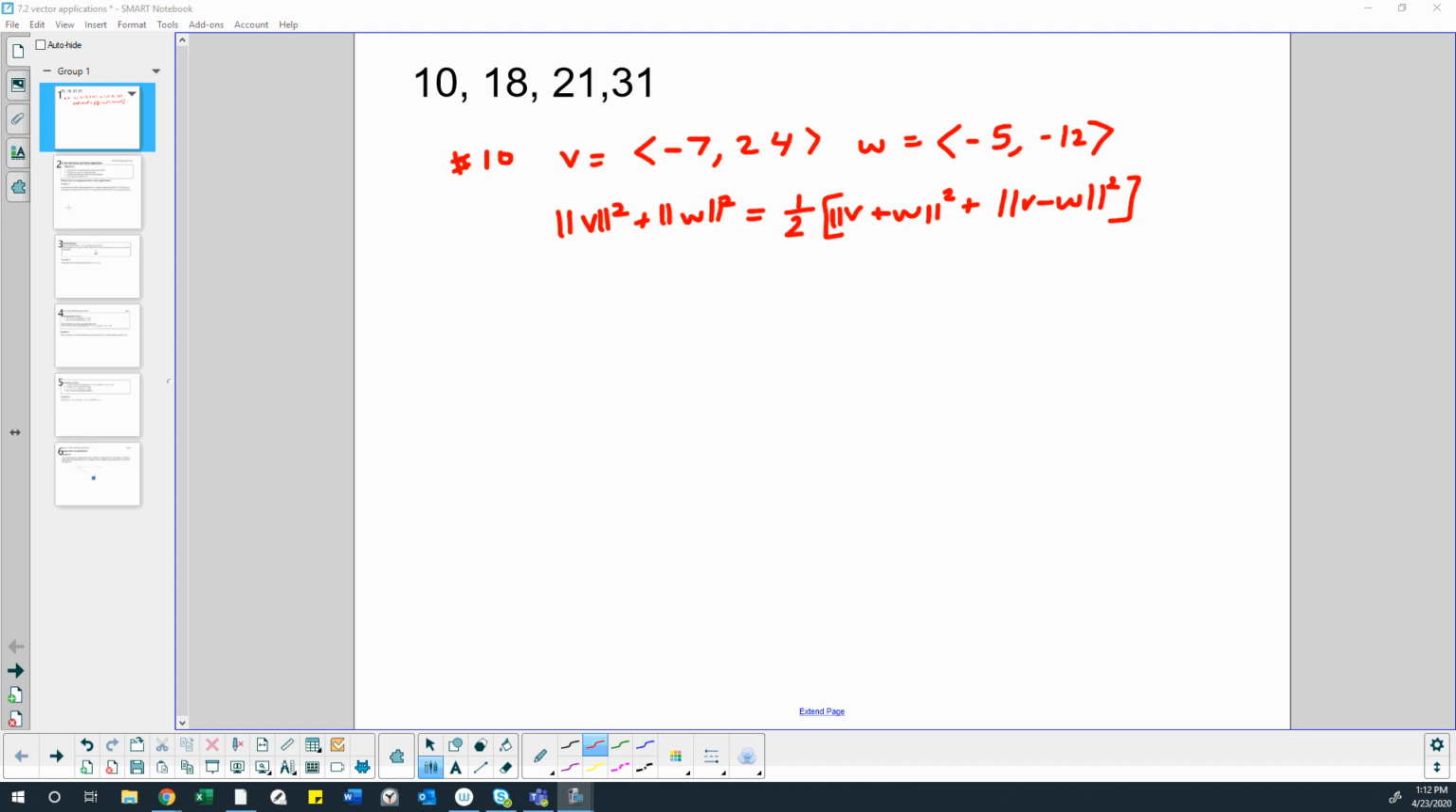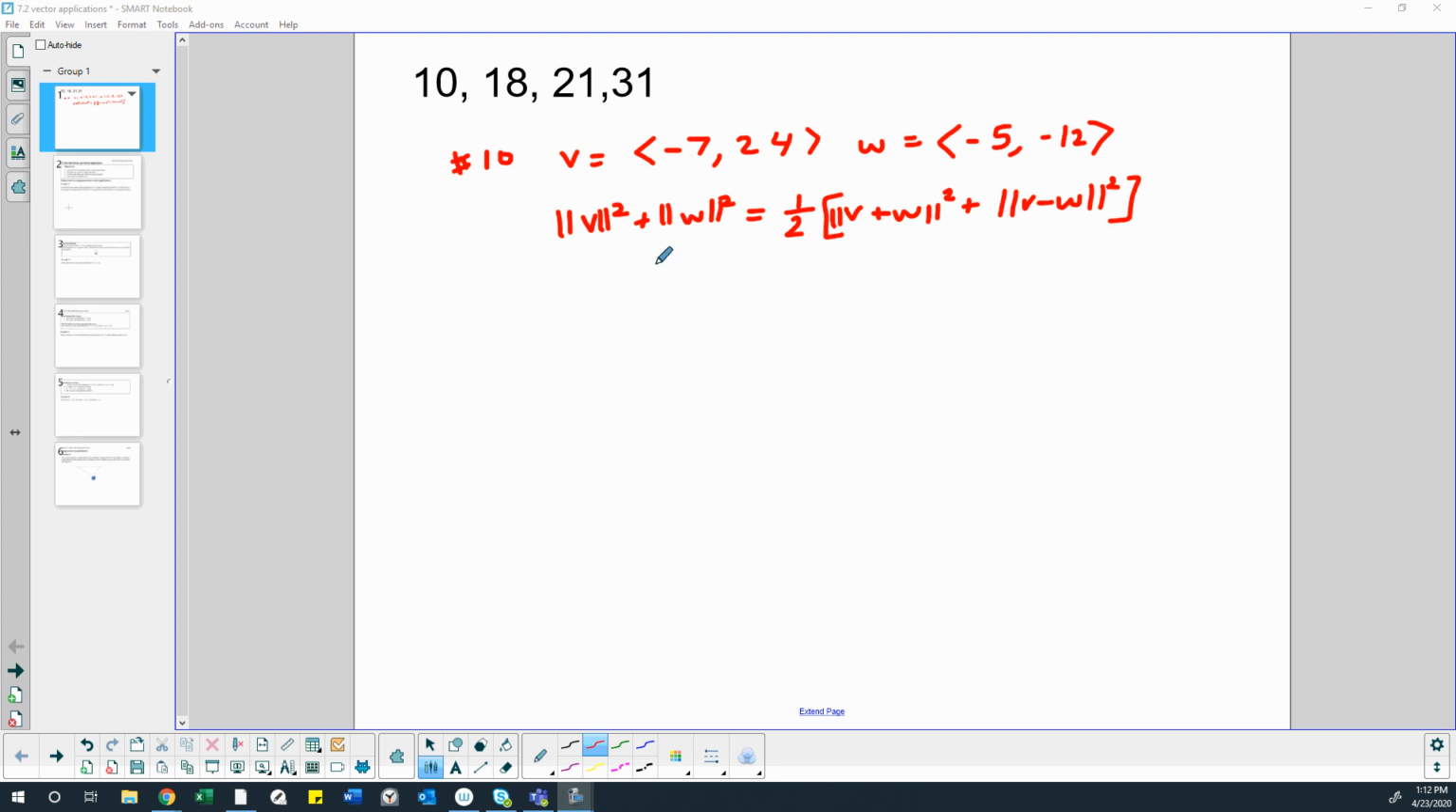Here's question 10 on section 7.1 on vectors. We are just using what we've learned about vectors to follow a formula that they are giving us in this problem. So we're just proving that the formula works.